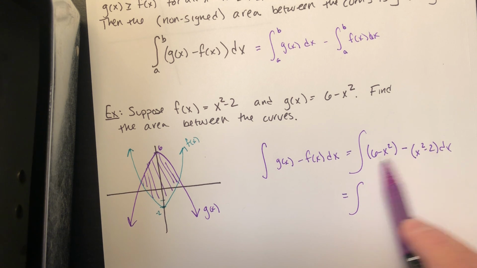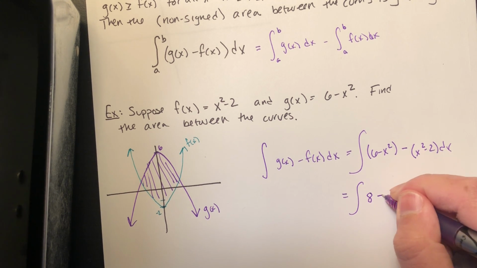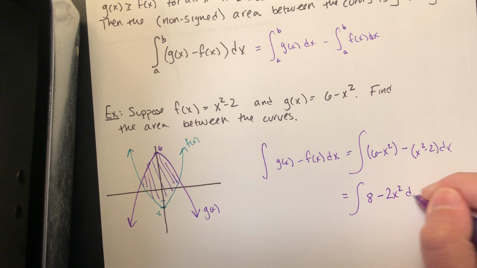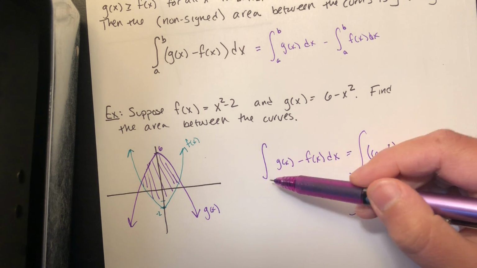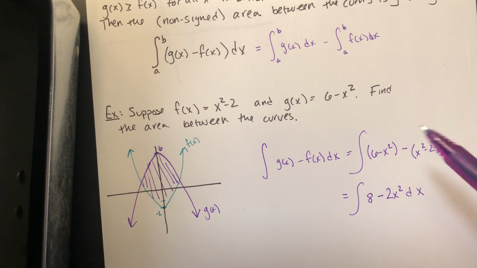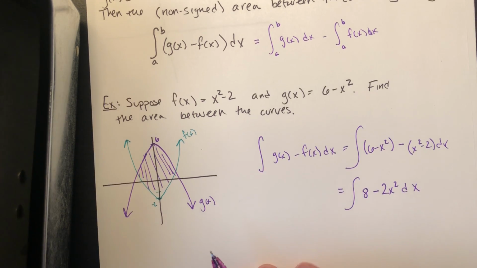So that's a positive 2 and a positive 6. That makes 8 minus 2x squared dx, because we had a negative here and a negative here. Now, I've left out all my bounds here because I don't actually know what my bounds are just yet, right?